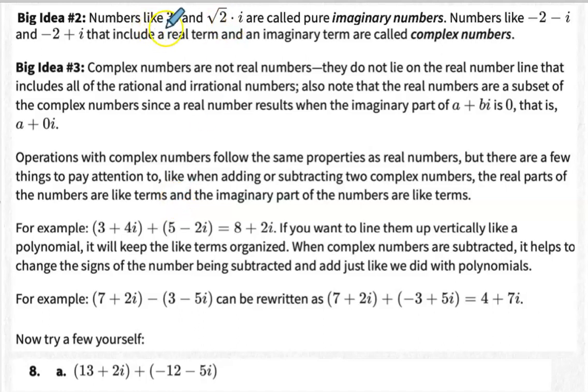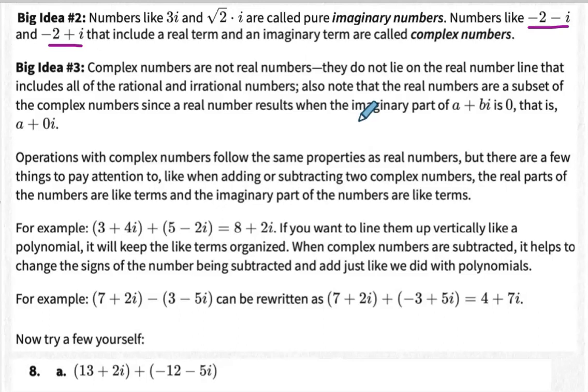Okay, so numbers like 3i and 2 square root i are called pure imaginary numbers. So they just have an imaginary part to them. Remember we talked about there are no pluses or minuses. Numbers like negative 2 minus i and negative 2 plus i that include a real term and an imaginary term are called complex numbers. Complex numbers are not real numbers. They do not lie on the real number line. That includes all of the rational and irrational numbers.